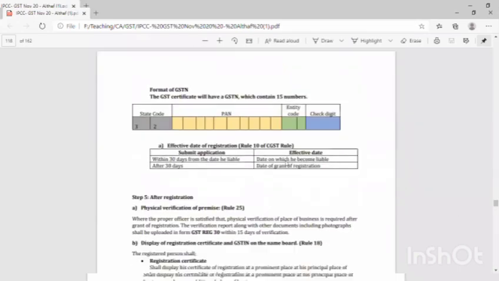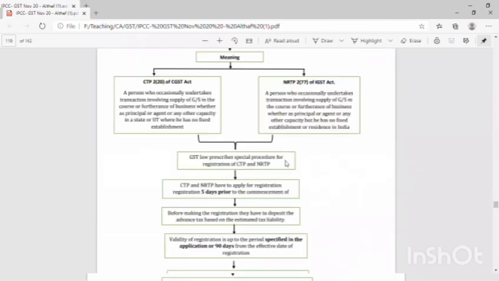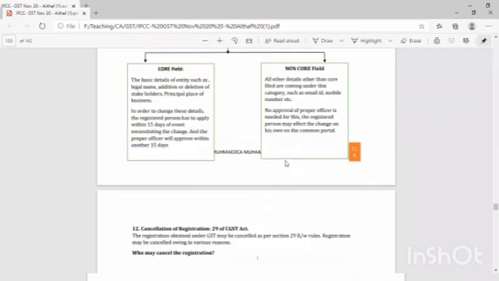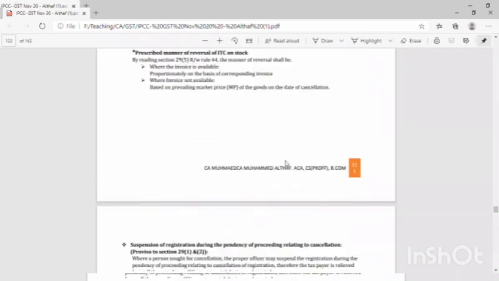Next one is okay. These are all, there is no amendment. No amendment. No amendment.